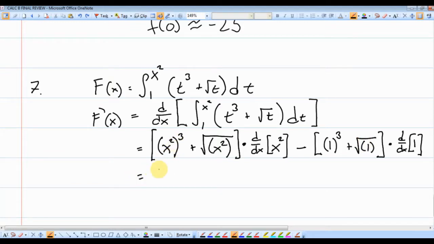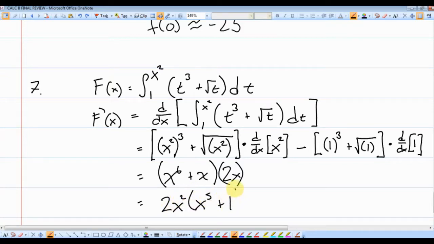Okay, x squared cubed is x to the 6th power plus x, everything multiplied by 2x. So I think you could factor out another x, right? So 2x squared times x to the 5th plus 1.